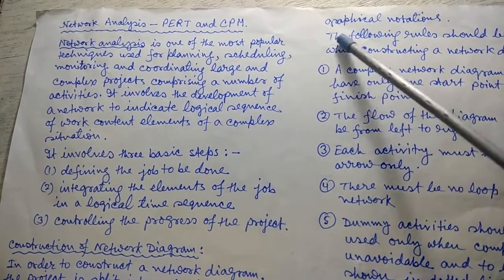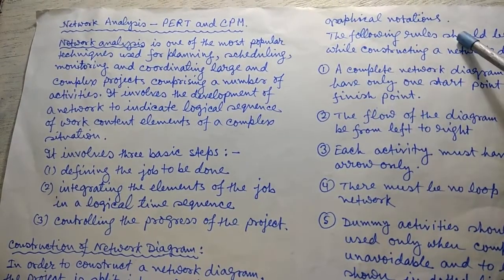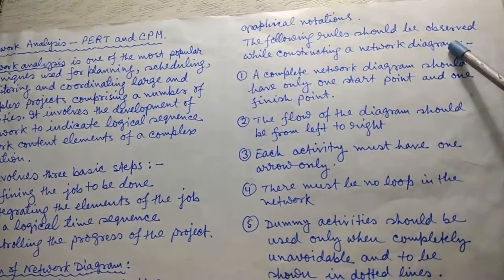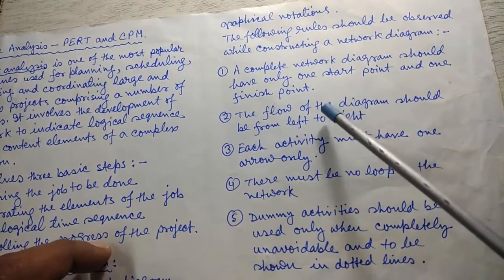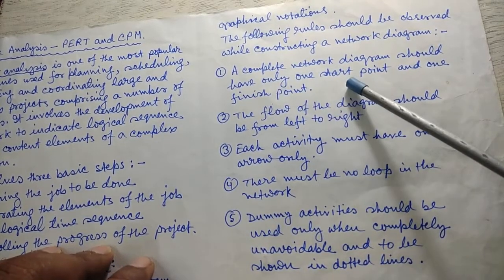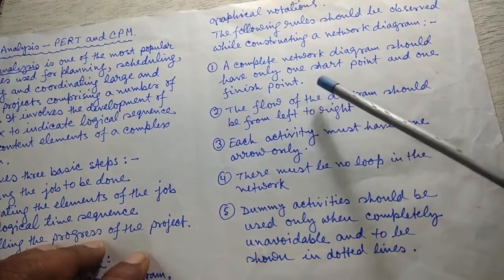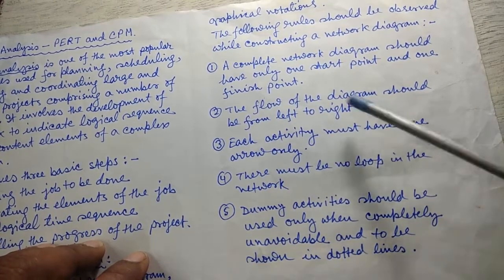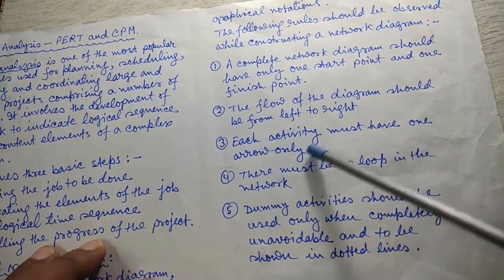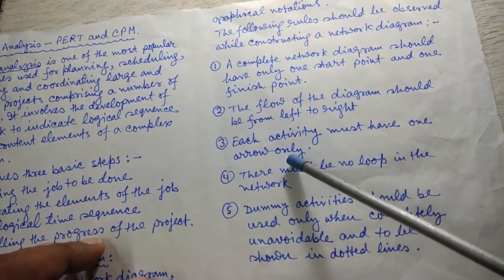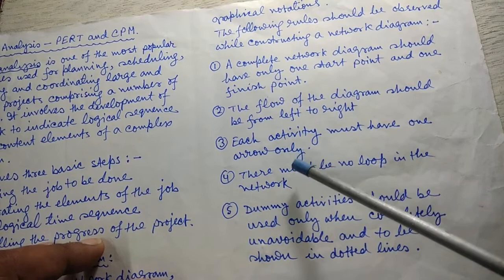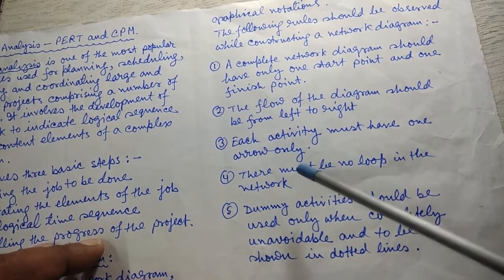The following rules should be observed while constructing a network diagram. Number 1. A complete network diagram should have only one start point and one finish point. The flow of the diagram should be from left to right. Each activity must have one arrow only. That means activity is indicated by an arrow. There must be no loop in the network.